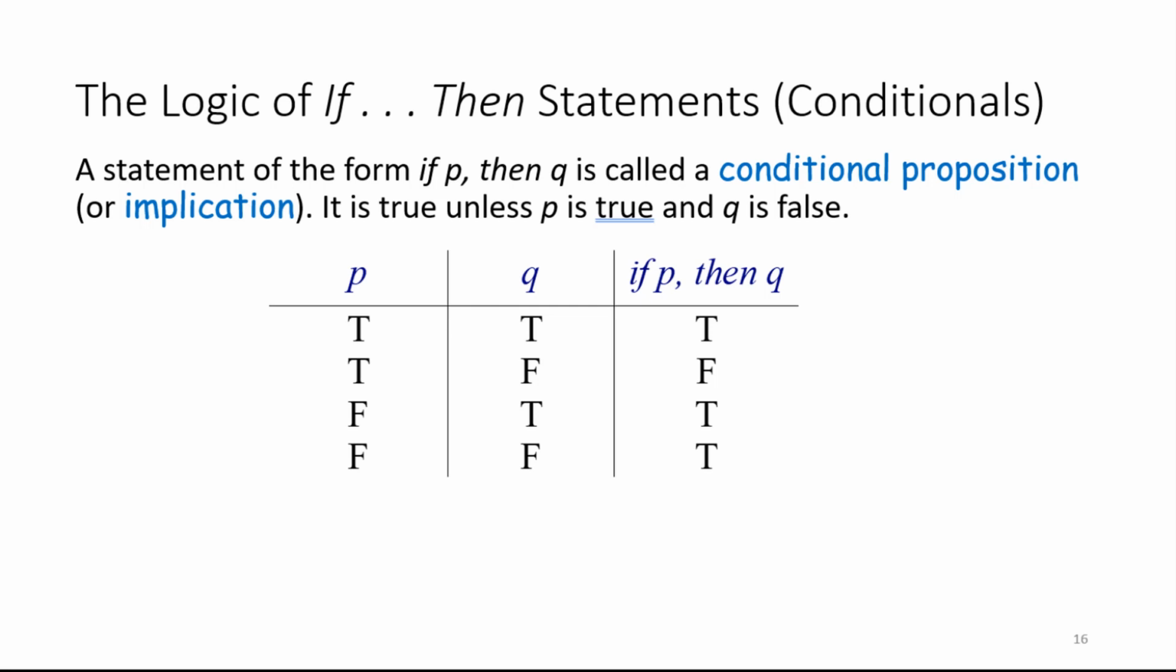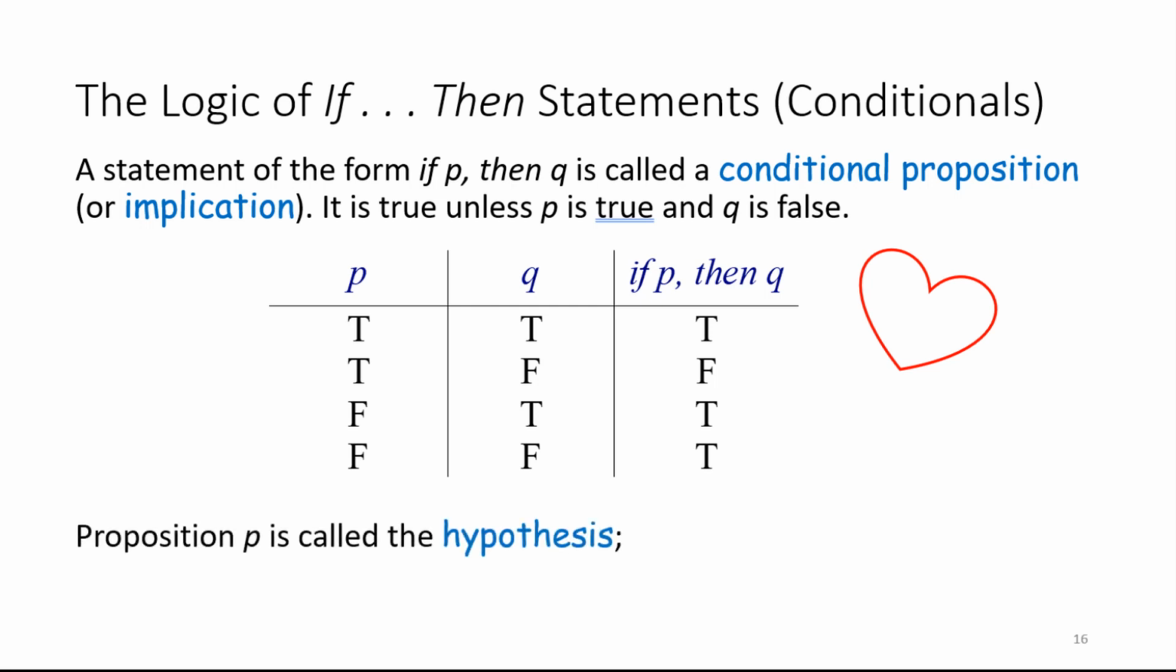If you say you're not going to pick him up, but you do anyway, that's a good thing. And so that's a true conditional proposition. And finally, if you say you're not going to pick him up and you don't pick him up, that's okay too. That is a true conditional proposition. This implication table needs to be memorized.